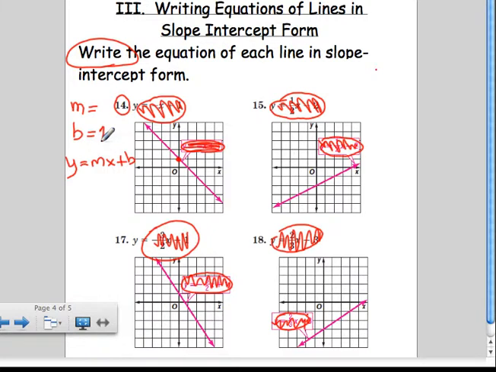Then I need to figure out the slope. Starting at that point, I need to find another usable point, which I see there. And so I can see that there's a rise of -3, a run of 3, and I need to figure out what that slope's going to be. That's really -3 over 3, which simplifies to -1. So my slope is -1, and my y-intercept is 1.